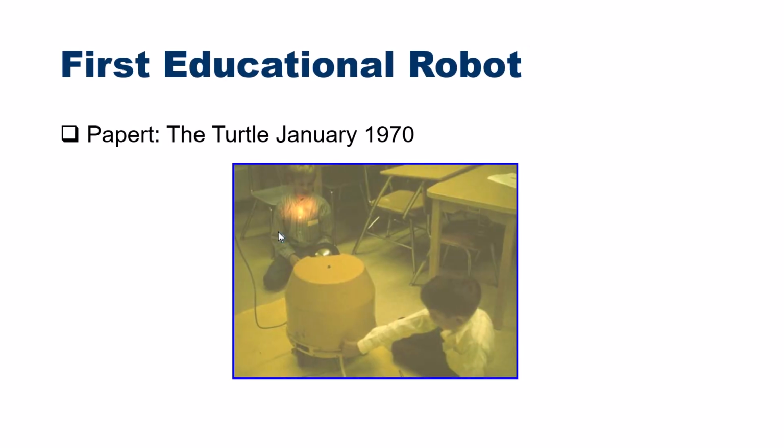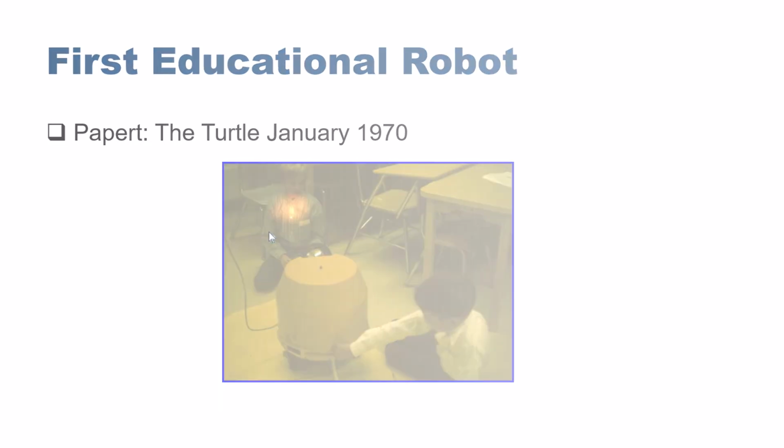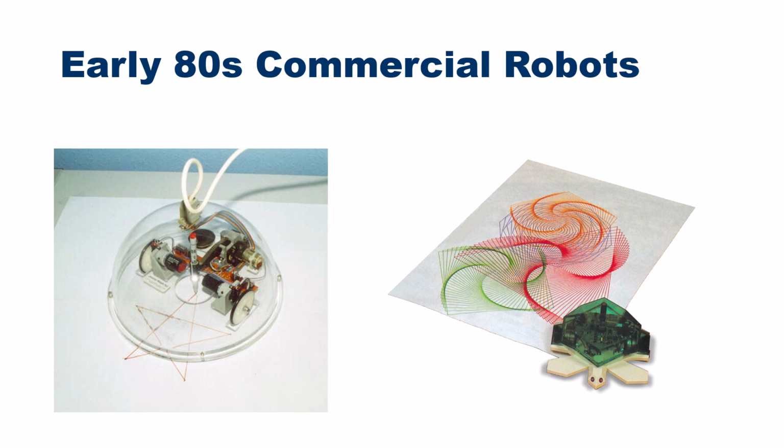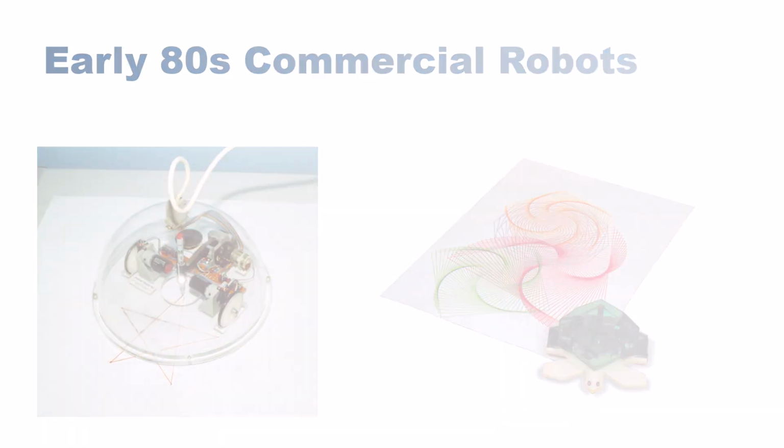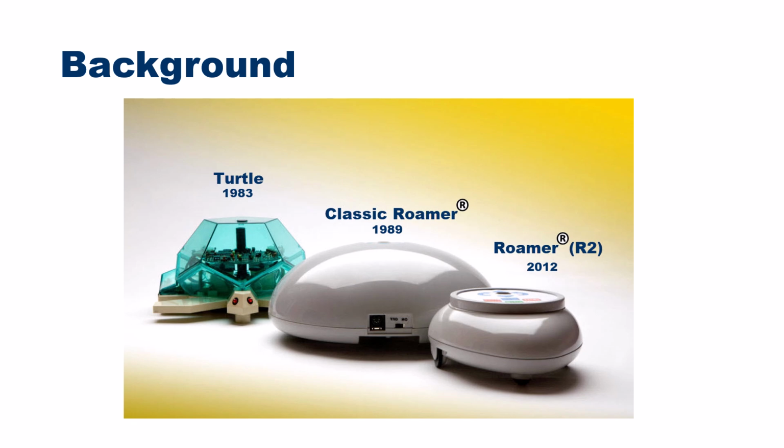The first robot was Seymour Papert's Turtle in January 1970. By the early 80s, commercial robots started to go into schools. I started designing robots in 1983.